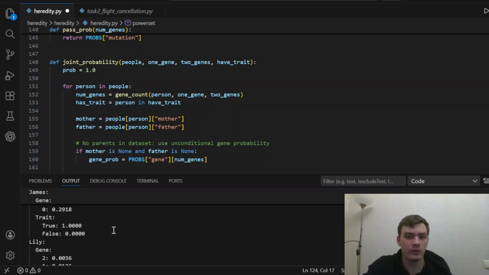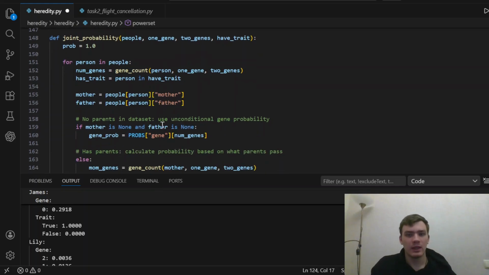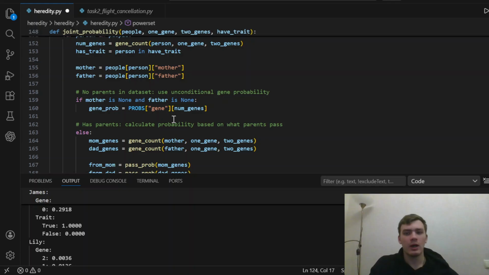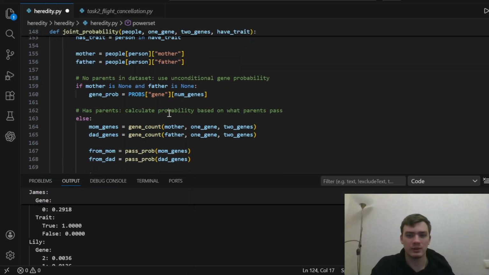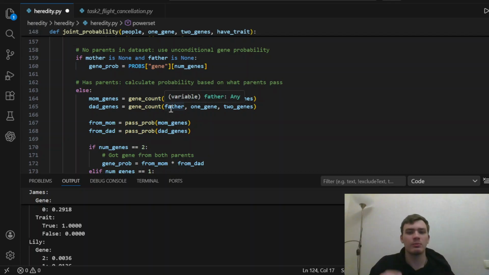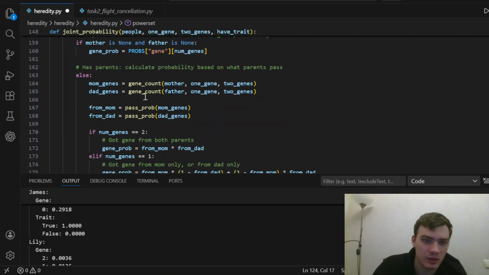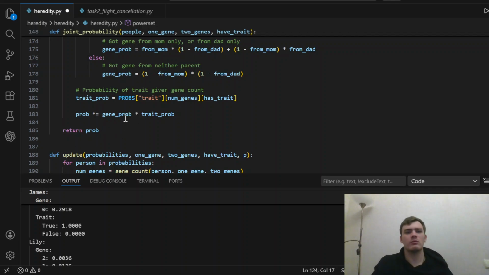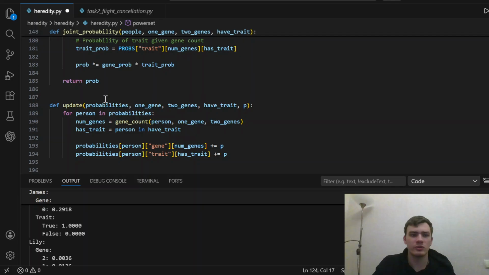So, for children, we calculate what each parent passes. If a parent has 2 copies, they pass the gene with 99% probability. If 0 copies, only through mutation, so 1%. If 1 copy, 50-50. We multiply the probabilities from mom and from dad to get the child's gene probabilities. Then we multiply by the trait probability, and all of this gets multiplied across the whole family to produce one joint probability. Here is how it's calculated, and then we multiply the gene probability by the trait probability and return the probability.